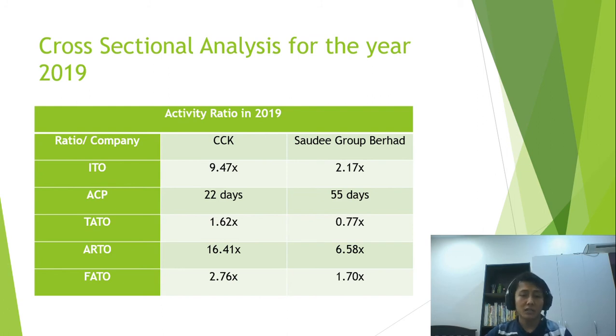Next, CCK had a higher ratio of total asset turnover than Saudi Berhad. It shows that CCK was more effective in generating sales from total assets. CCK also shows that the company can collect its accounts receivable at least 16 times per year, which is way higher than Saudi Berhad, which can only collect it at least 6 times per year. This indicates that CCK was more effective in collecting its receivables. Finally, it is shown that CCK had higher fixed asset turnover than Saudi Berhad. This indicates that CCK was more effective in using its fixed assets to generate sales.